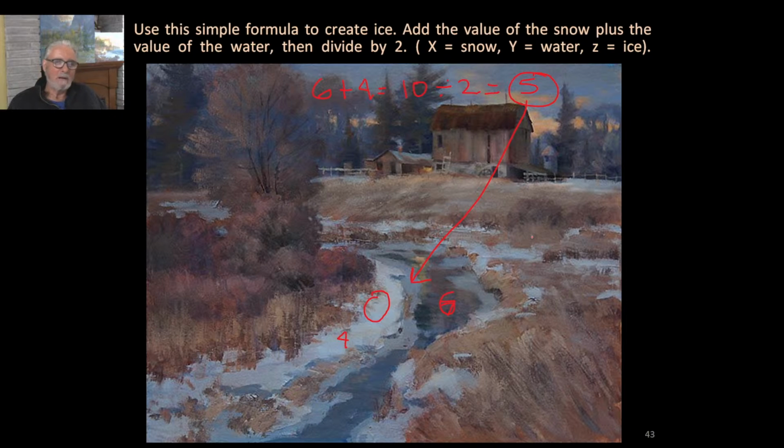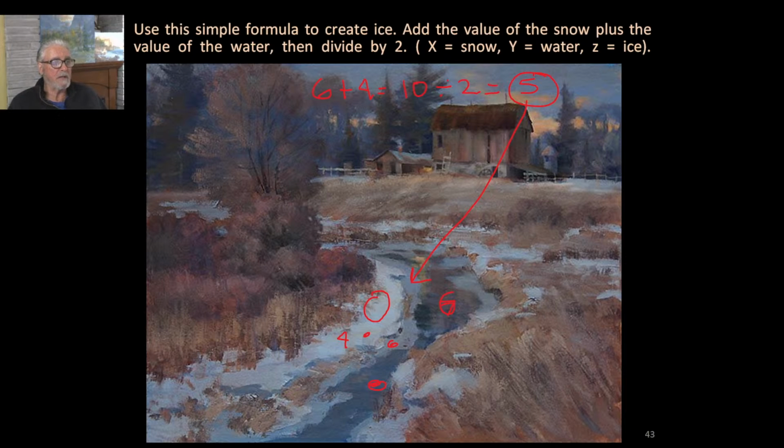Pretty cool, right? There's the value of your ice. It's midway between the snow and the water. So you can see water, ice, snow. You can't go wrong.